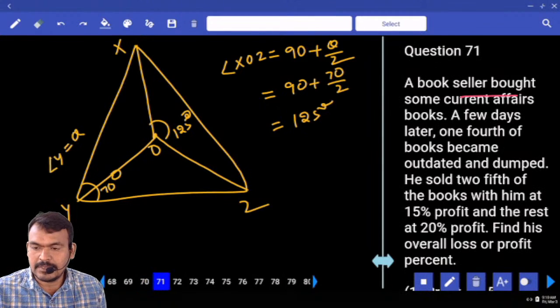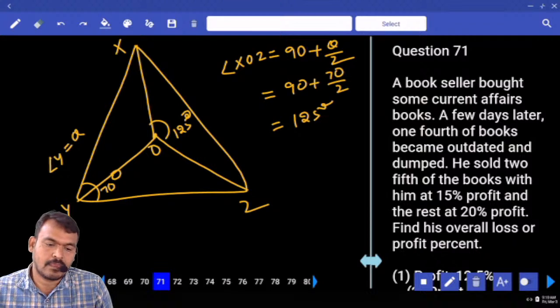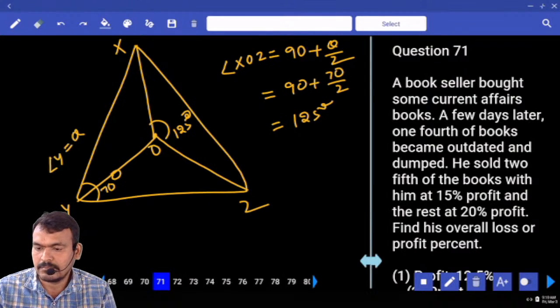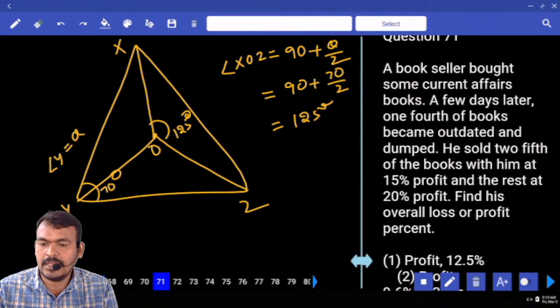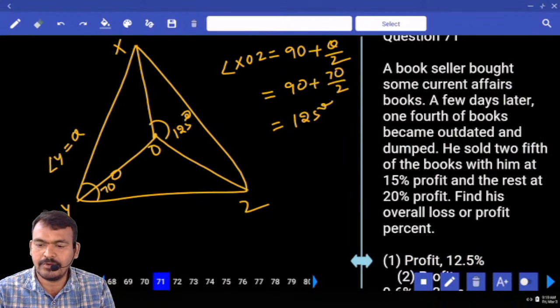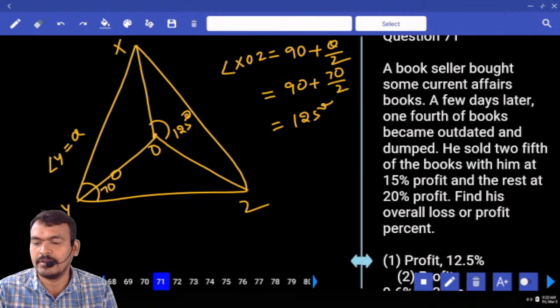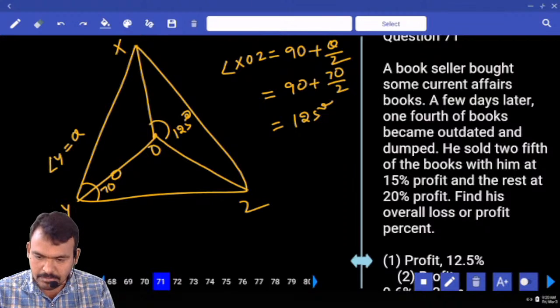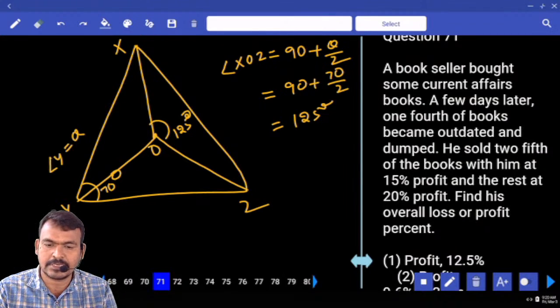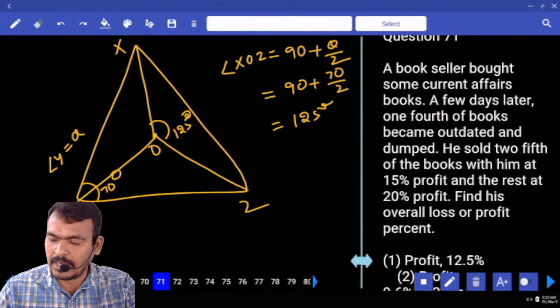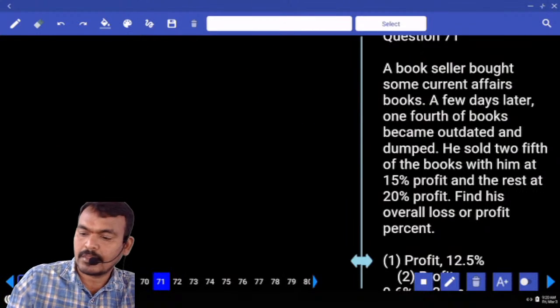Next question number 71. A bookseller bought some current affairs books. A few days later, 1/4 of the books became outdated and were dumped. He sold 2/5 of the books with him at 15% profit and the rest at 20% profit. Find his overall loss or profit percent.